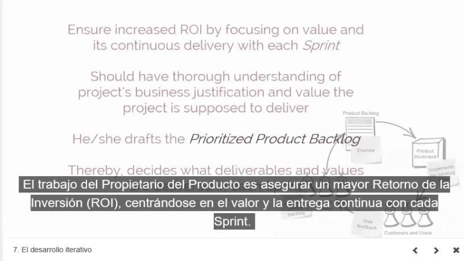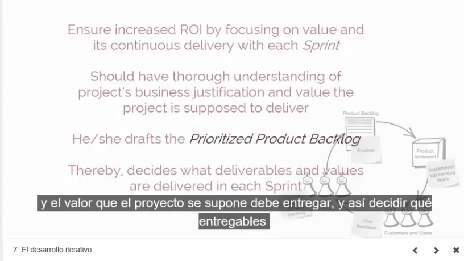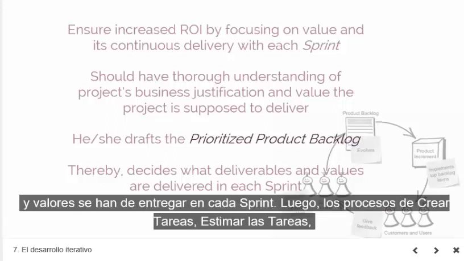The product owner's task is to ensure increased ROI by focusing on value and its continuous delivery with each sprint. The product owner should have a thorough understanding of the project's business justification and the value the project is supposed to deliver, as he or she drafts the prioritized product backlog and thereby decides what deliverables and values are delivered in each sprint.